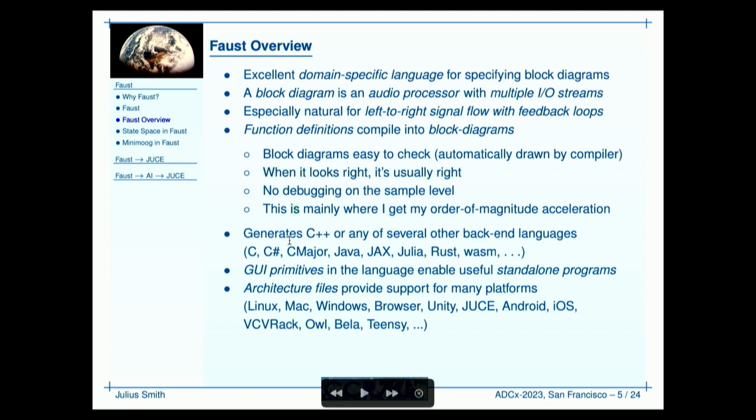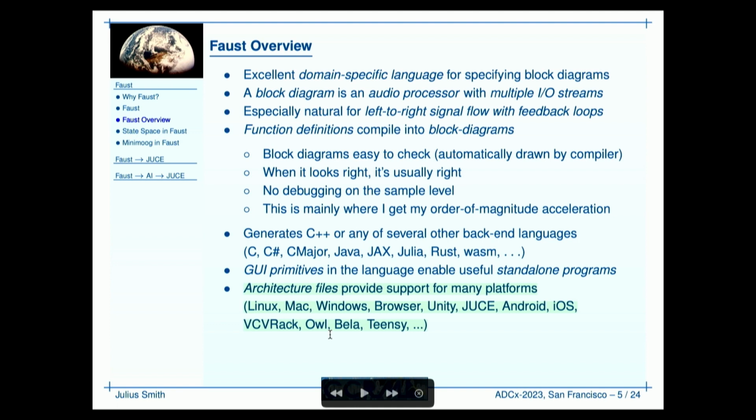And another thing about Faust is that it'll generate all these languages, and more than these, and includes some good embedded options as well. And so I mentioned the GUI primitives, and we'll see those again. The way you bind a general purpose Faust program into a particular environment is by means of architecture files. So you can think of it as kind of a standalone program or plug-in that you then insert.